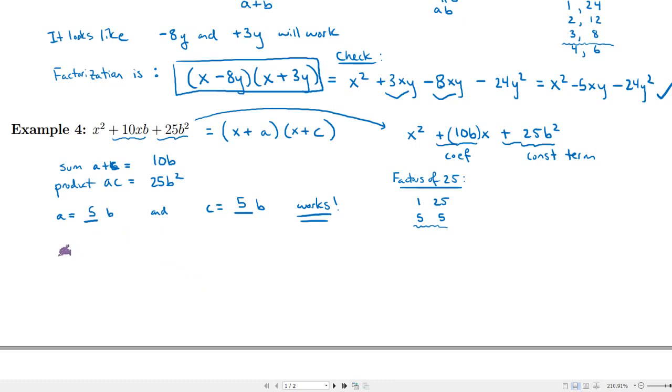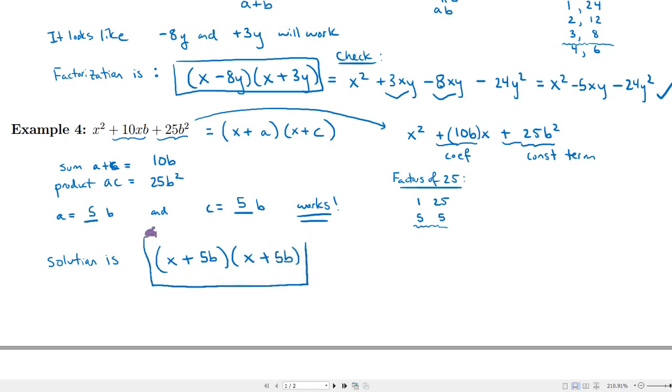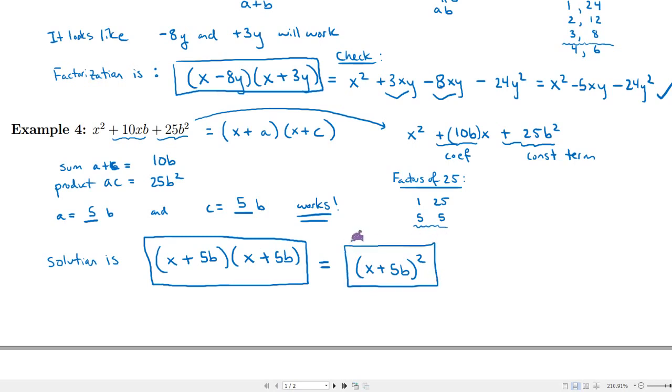Okay? So the solution is x plus our a, 5b, x plus 5b. So that's correct. We could also write it even nicer. We could actually write this as x plus 5b quantity squared. That's even nicer. Right? So that's good.